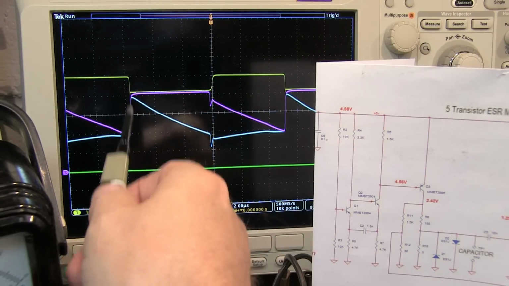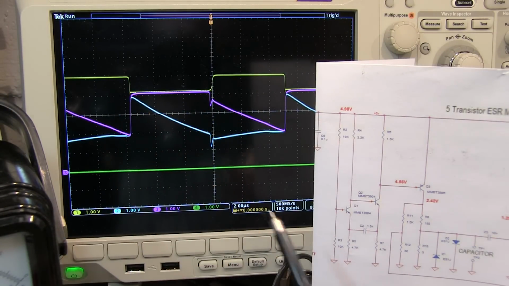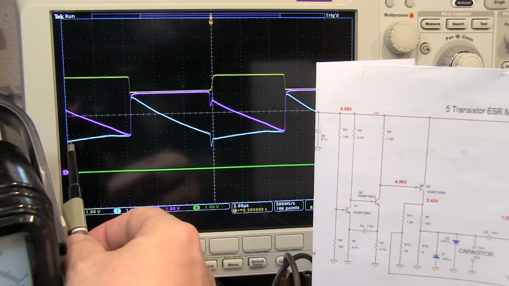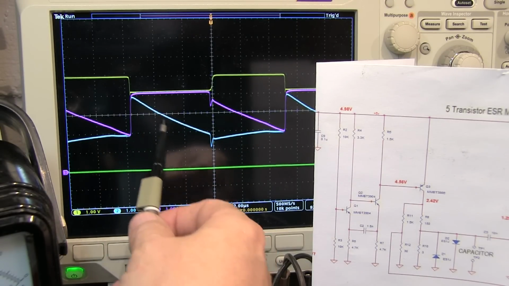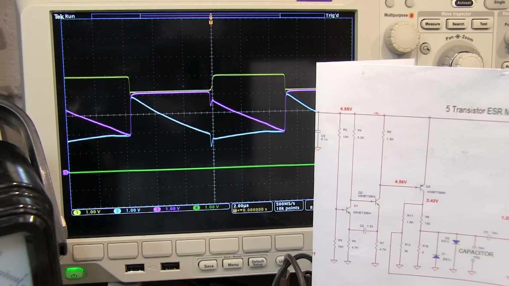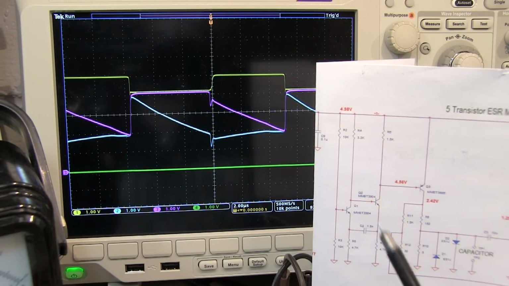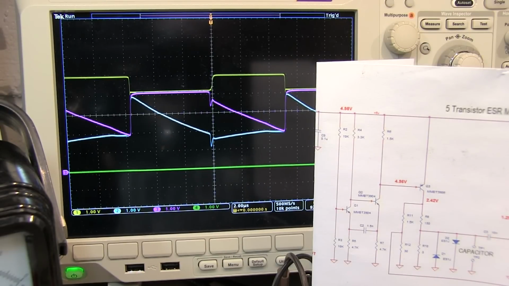I've got it instrumented up here on the scope. Channel 1 is probing the collector of Q2. Channel 2, the light blue trace here, is probing the emitter of Q1, and the purple trace, channel 3, is probing the emitter of Q2. So let's consider what happens at power-up.